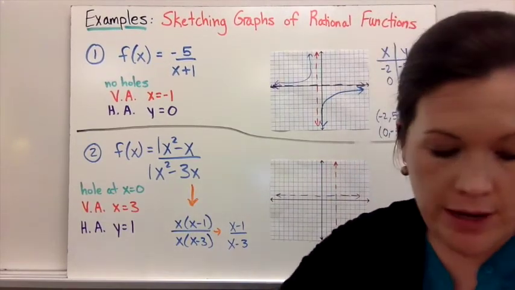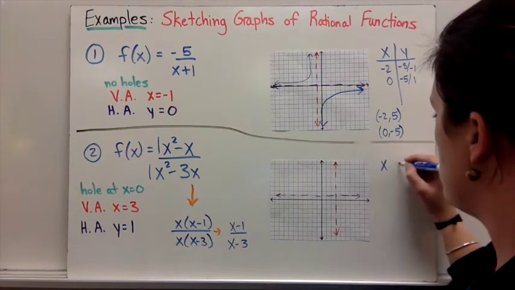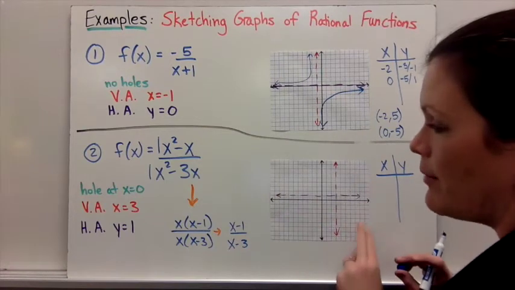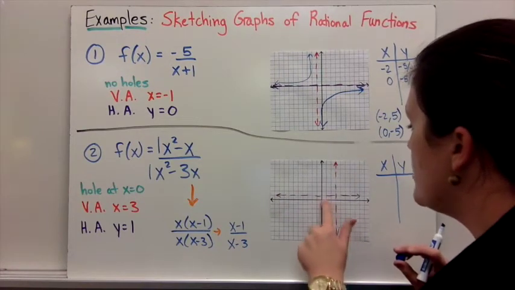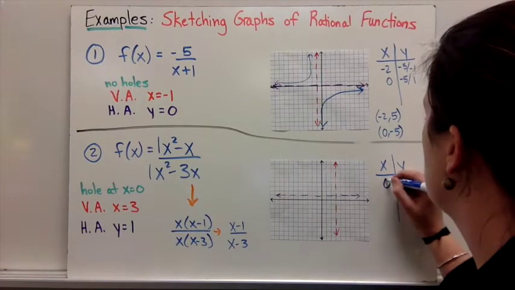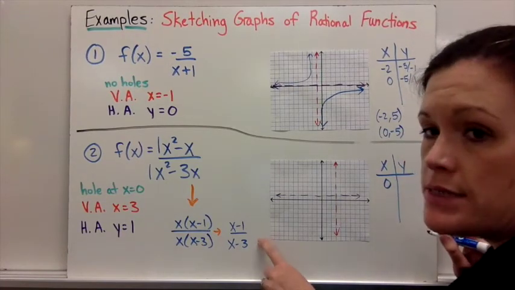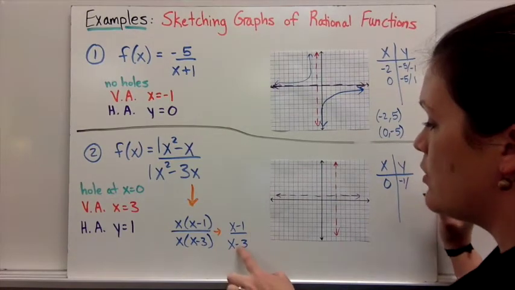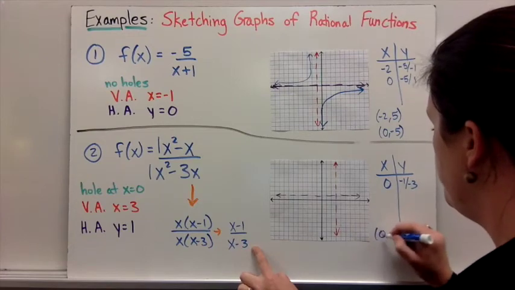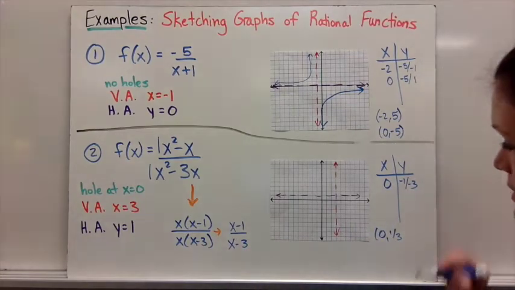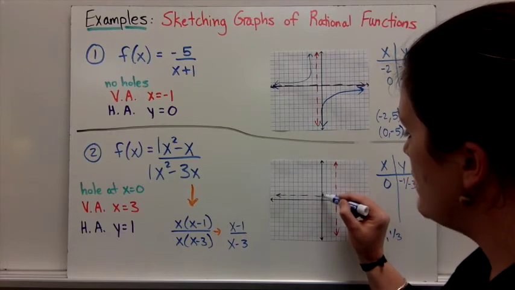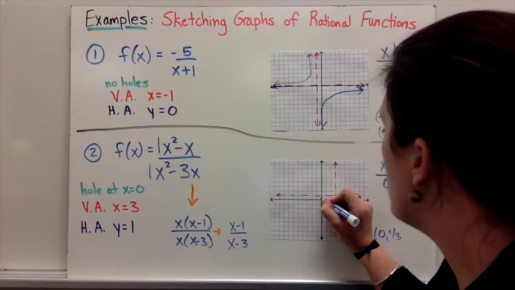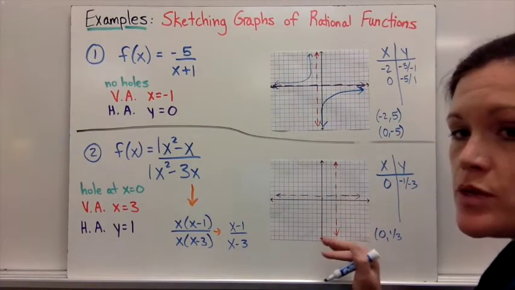And then we can pick out some values to figure out where the rest of our little branches go. So again, our graph would have to be in the top or the bottom here, or the top or the bottom over here. So I'm going to plug in 0. That's always an easy one to use. And you can just plug it into the simplified form. So if we just look at 0 minus 1, that's -1, over 0 minus 3 is -3. That's 0 and positive 1/3. So if I know 0 and positive 1/3, then that would be right there, underneath the y equals 1 asymptote.